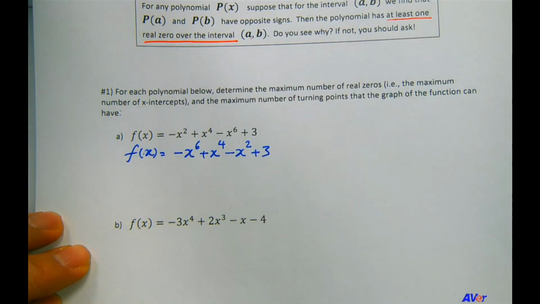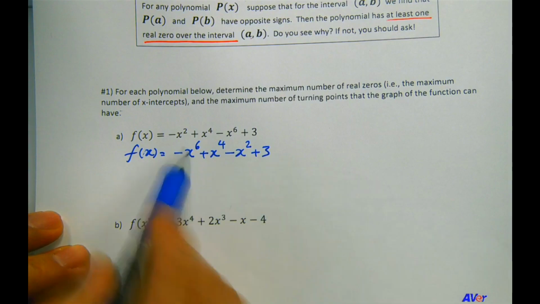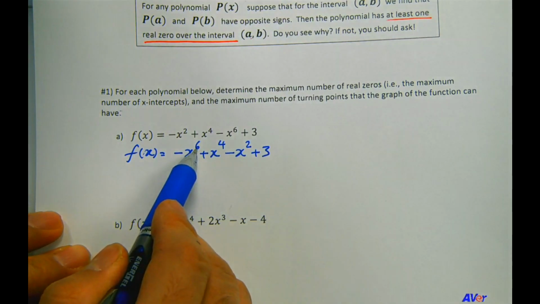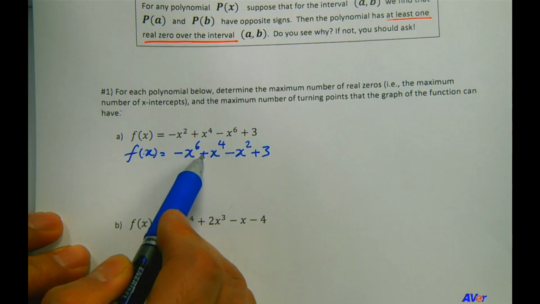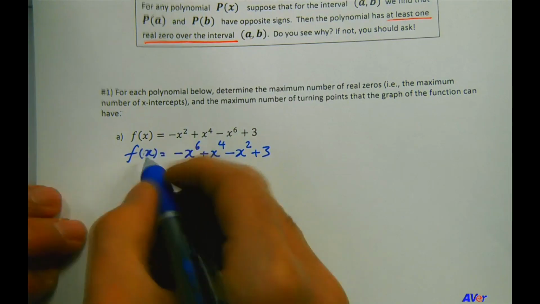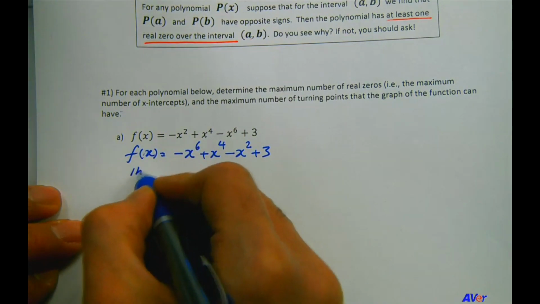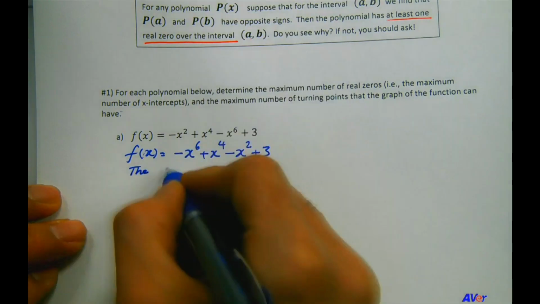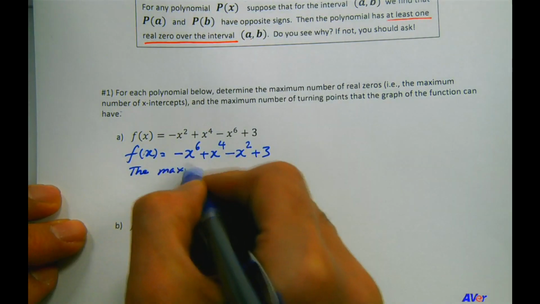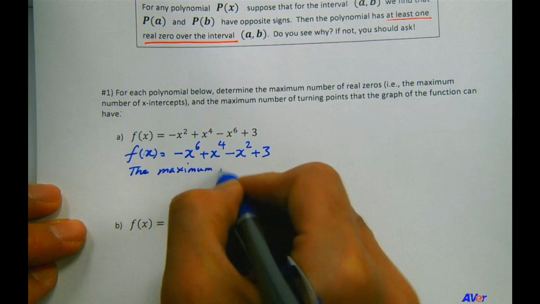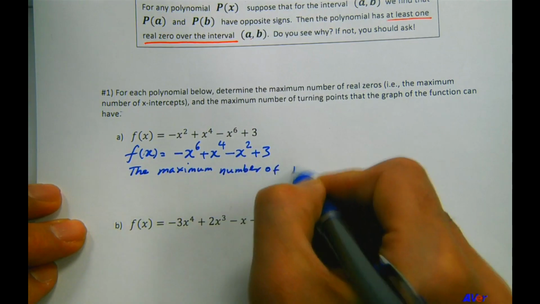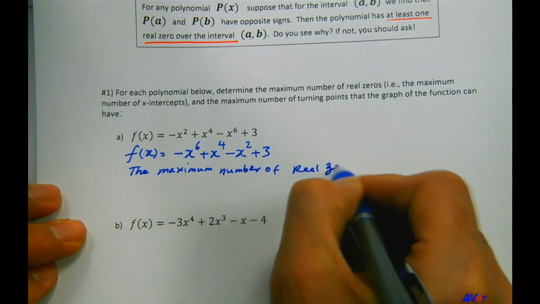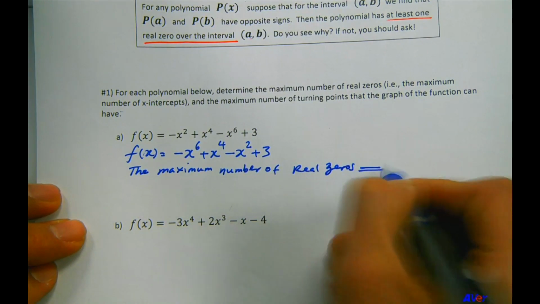The maximum number of real zeros is going to be 6. It's not going to be beyond the highest power in the polynomial. So the maximum number of real zeros is equal to 6.